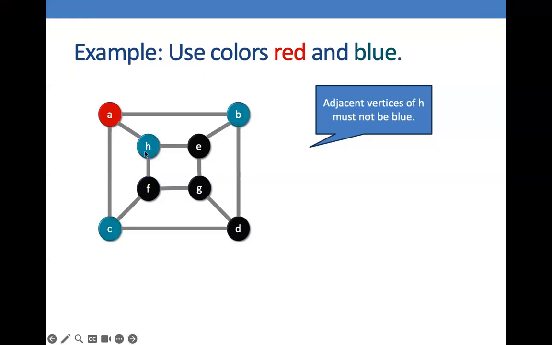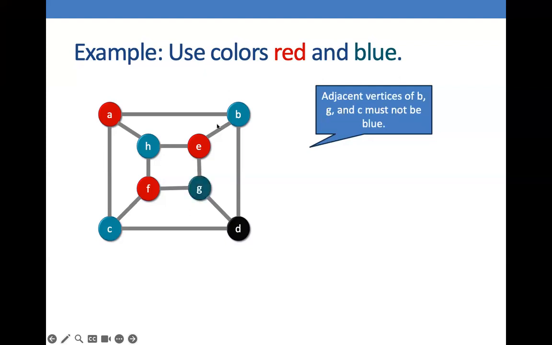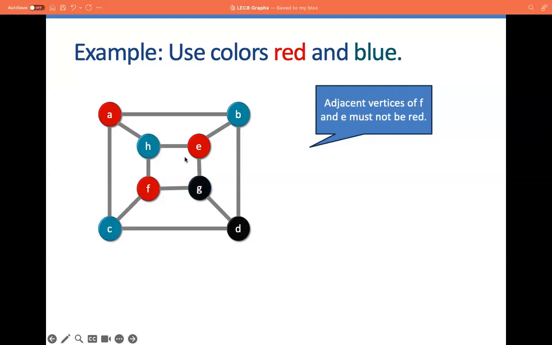Okay, now let's assume that I started from H. The adjacent vertices of H must not be blue. Okay, so we color E and F red. And if we check whether this edge violates the rule of the bipartite, we can see that it does not, since they are of different colors. Now, the adjacent vertices of F and E must not be red.